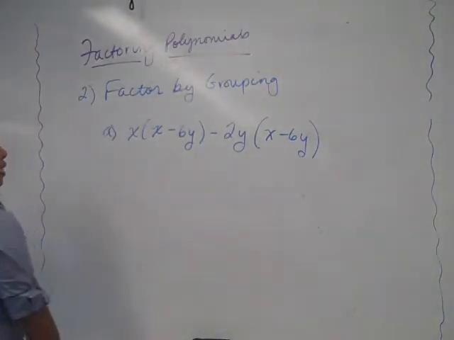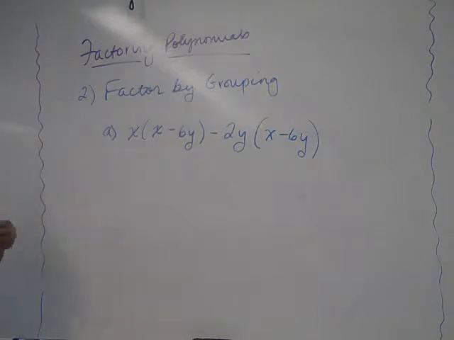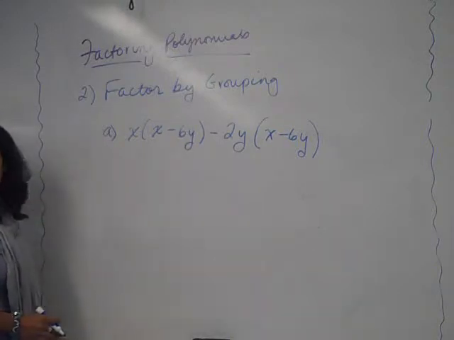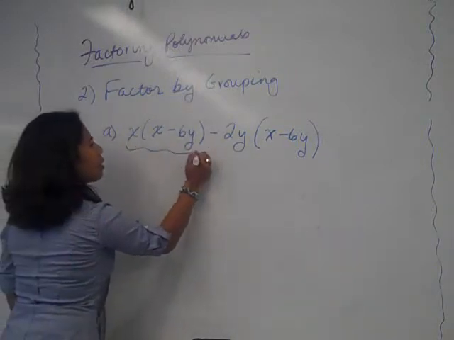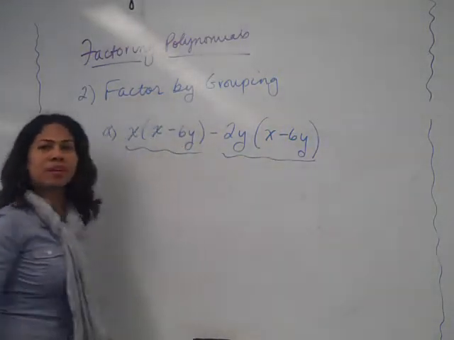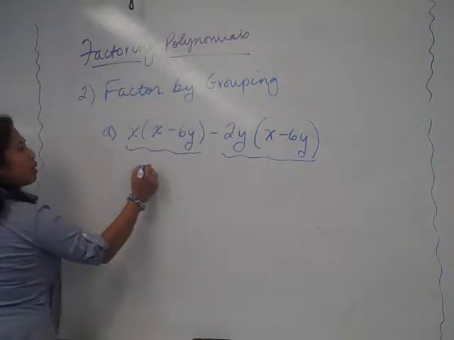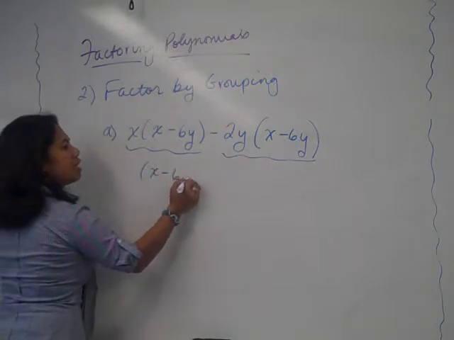All right, so the second portion of this one is factoring by grouping. The key word is exactly the same thing, grouping. But in this case, it's already set up for you, right? Look at this, because now I have two terms. Look at the first one, look at the second one. What do you have in common? X minus 6y. X minus 6y.